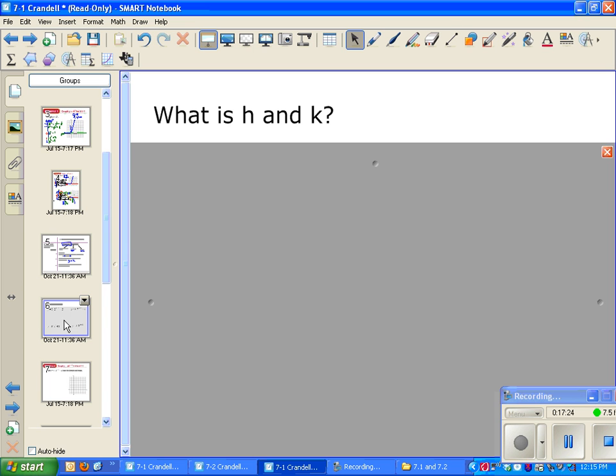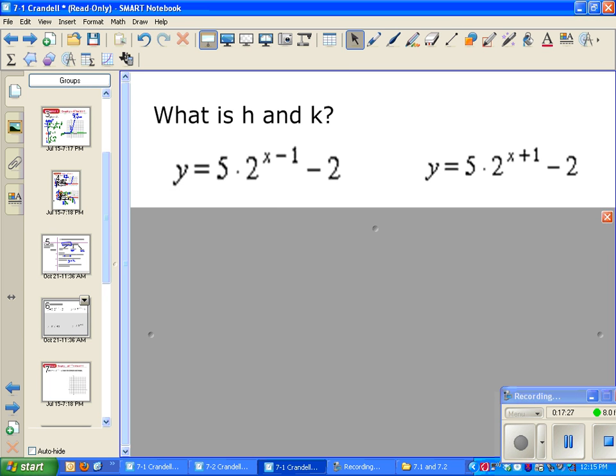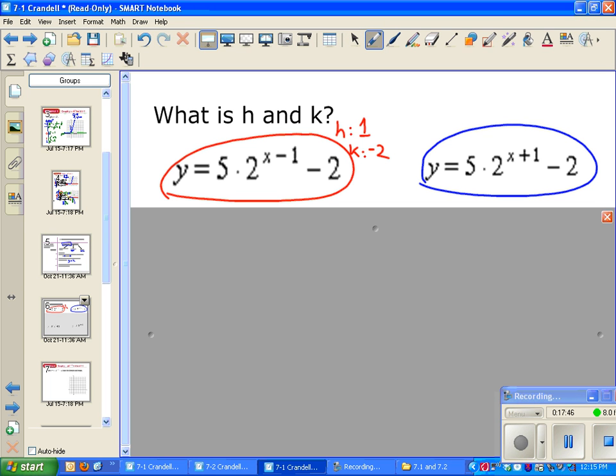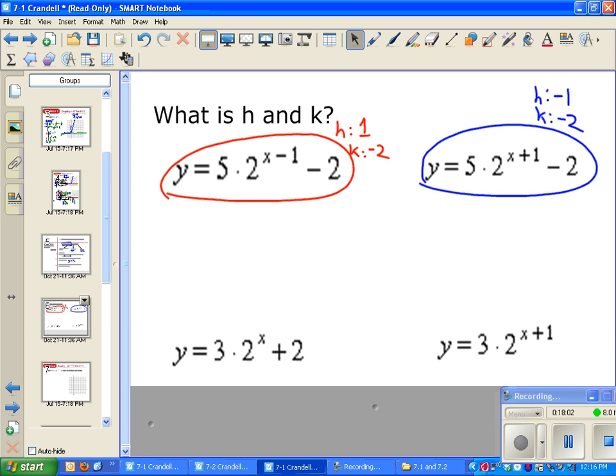Okay, so now we're going to figure out if you know what h and k is. So for this one, write down h and write down k. So if you said h was +1 and k was equal to -2, you rock. All right, for this one, please write down what h and k are. You don't even have to write down the function, just write down h and k. This is your test. All right, you should have put h equals -1 and k equals -2. So if you did that all by your lonesome, you are awesome.